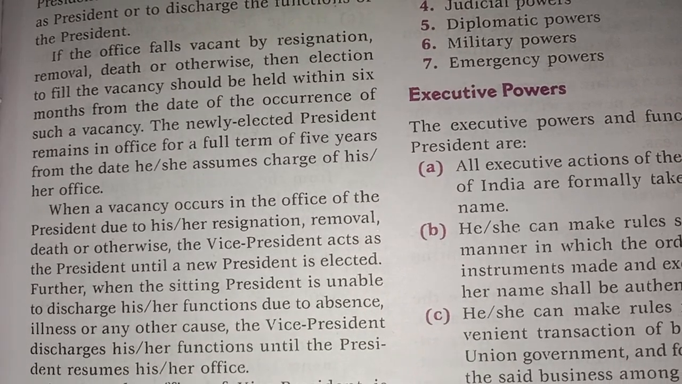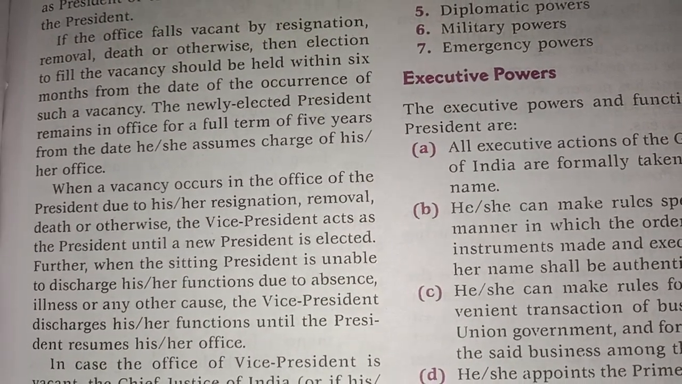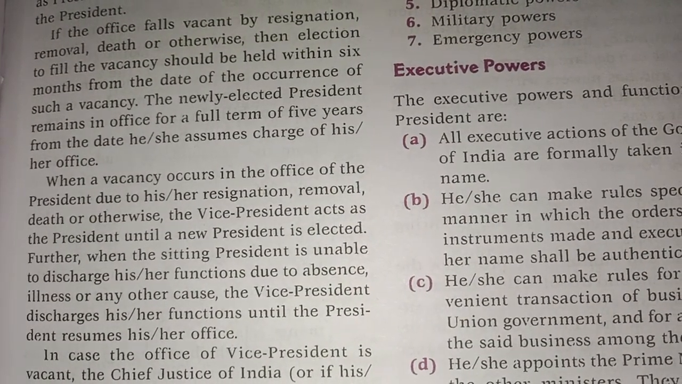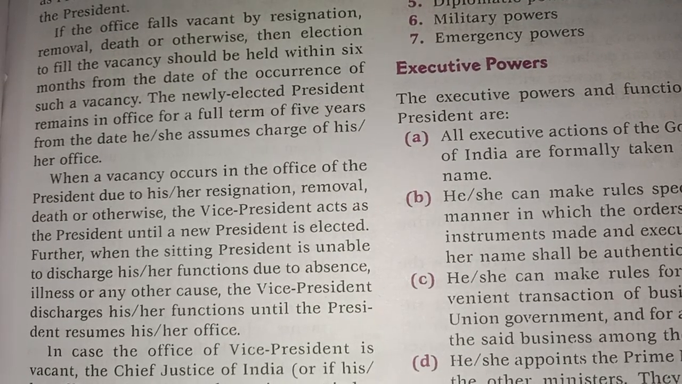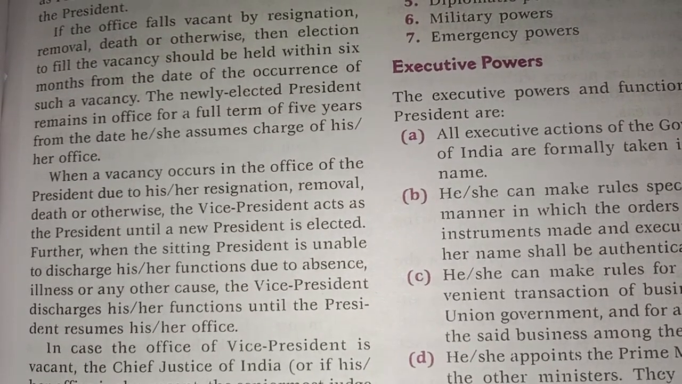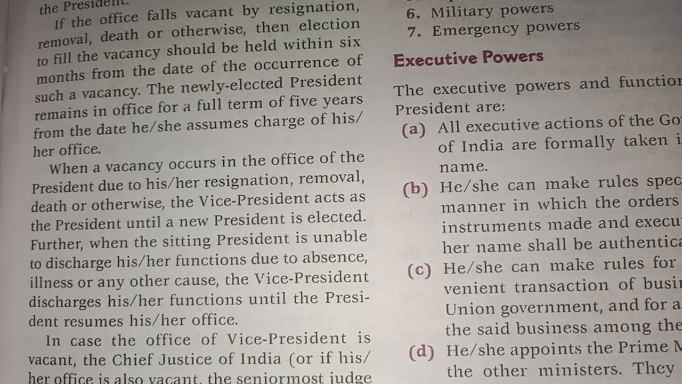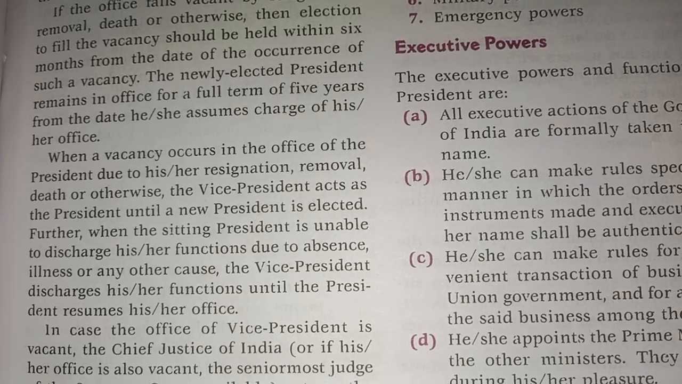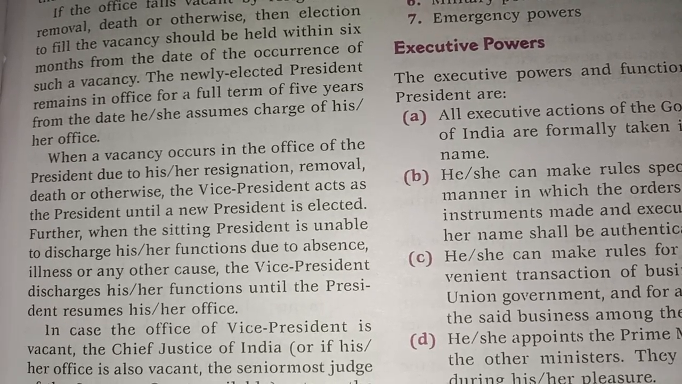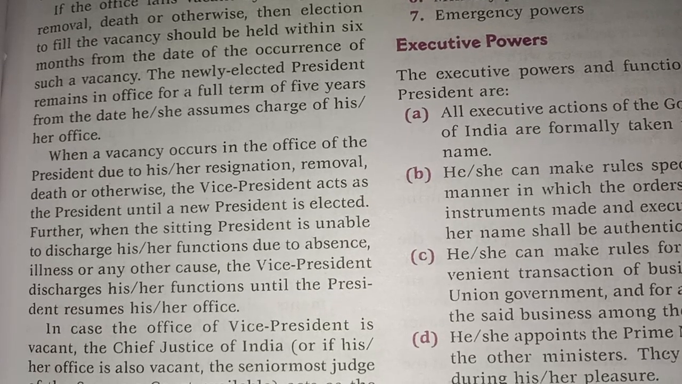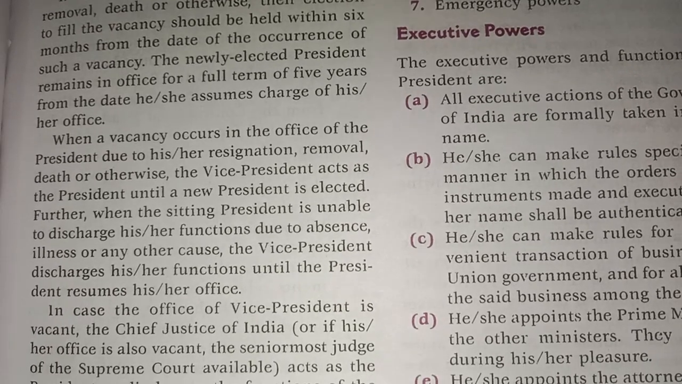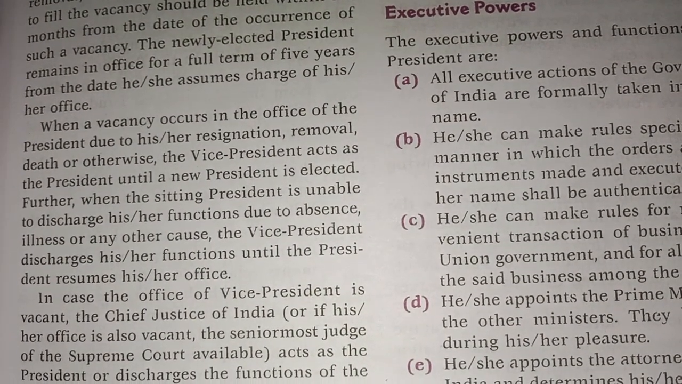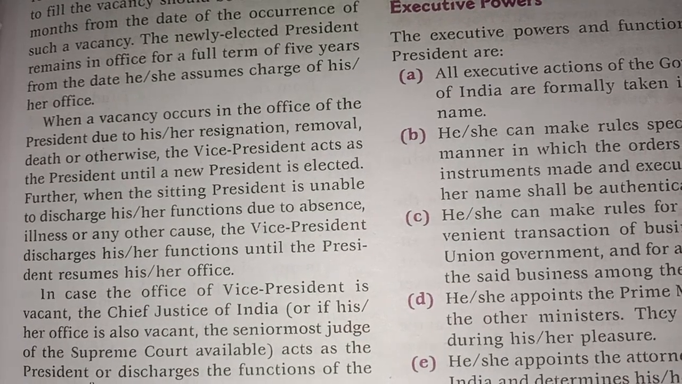When a vacancy occurs in the office of the president due to his or her resignation, removal, death, or otherwise, the vice president acts as president until a new president is elected. Further, when the sitting president is unable to discharge his or her functions due to absence, illness, or any other cause, the vice president discharges his or her functions until the president resumes his or her office.